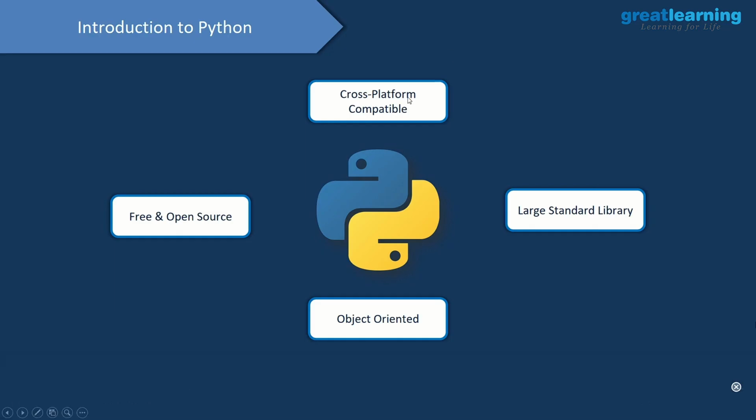And Python is also cross-platform compatible. So what do I mean by that? Well, you can run the Python programming language on any operating system. So whether it is Windows, Mac, Unix, Linux, any operating system it is, you can run the same piece of code on any operating system. So that is what is known as a cross-platform compatible language.